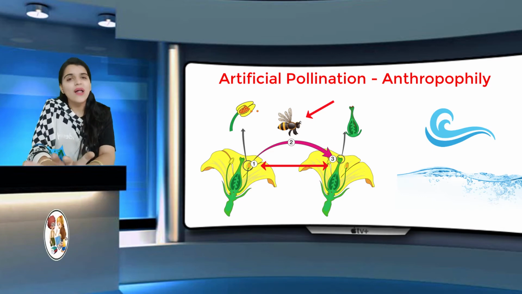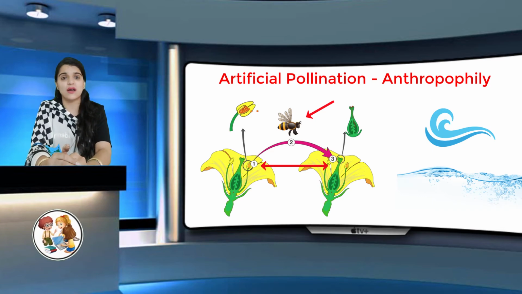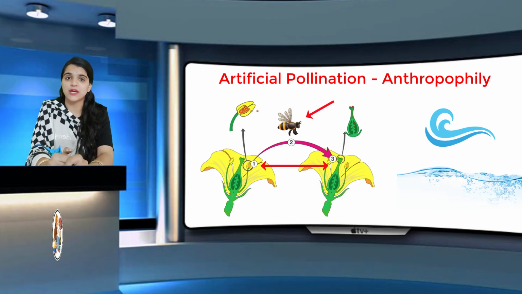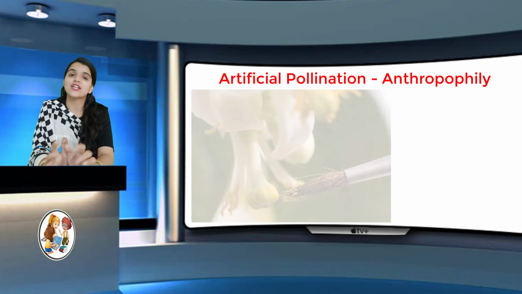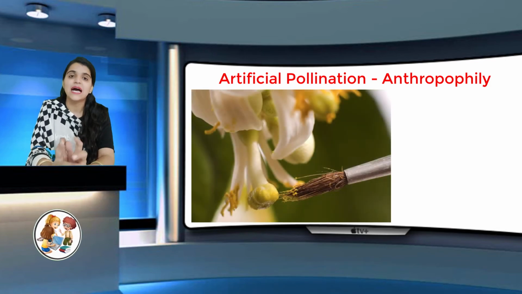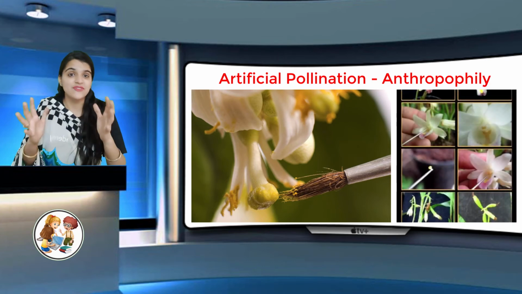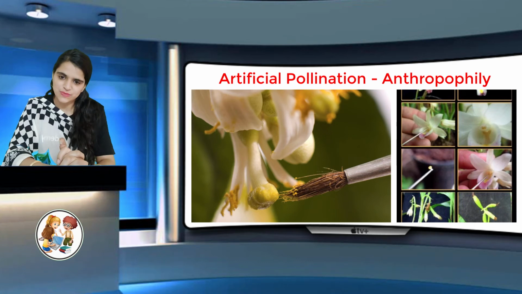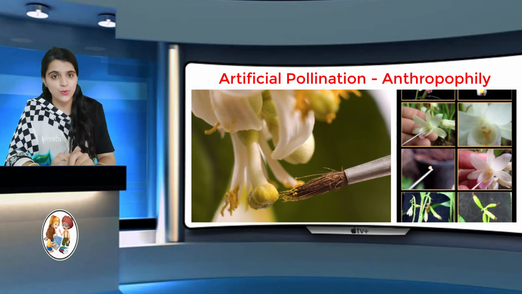Whereas when all of these fail, like the biotic and abiotic agents are unable to transfer enough pollen, then what happens? They do artificial pollination, right? Artificial pollination is just that: they use different things to make sure the pollen reaches the female part. This is all about cross pollination.